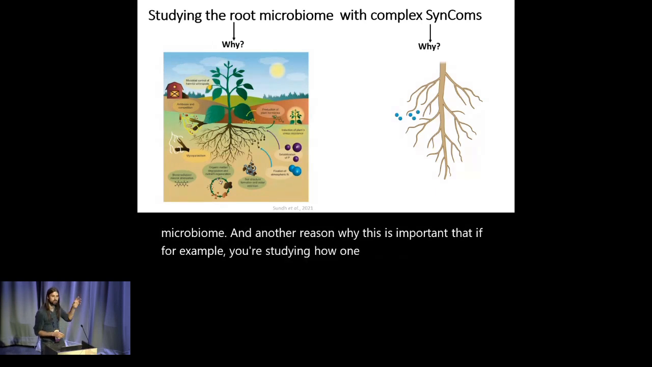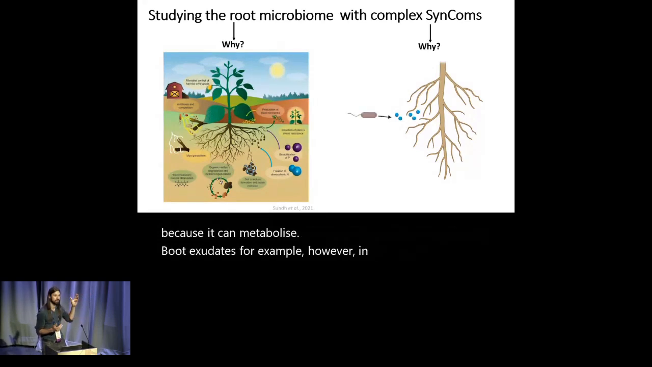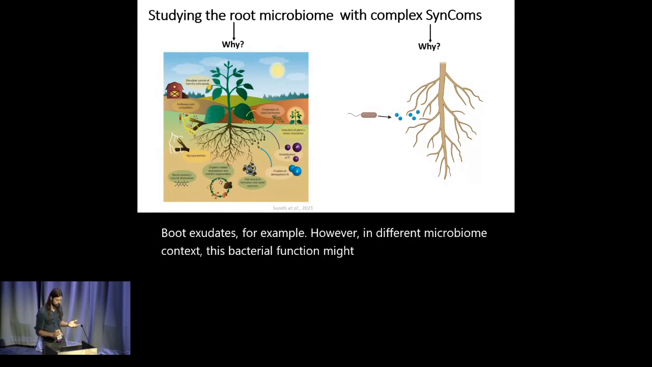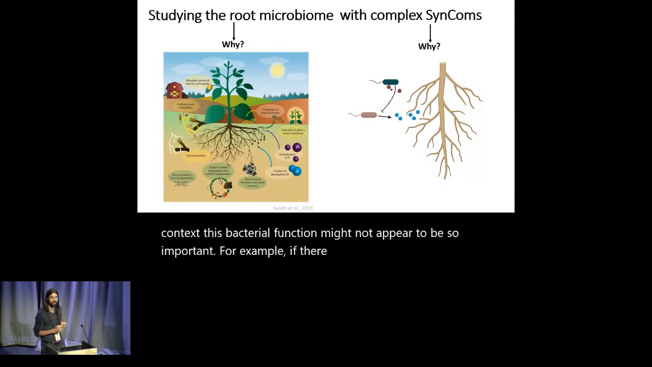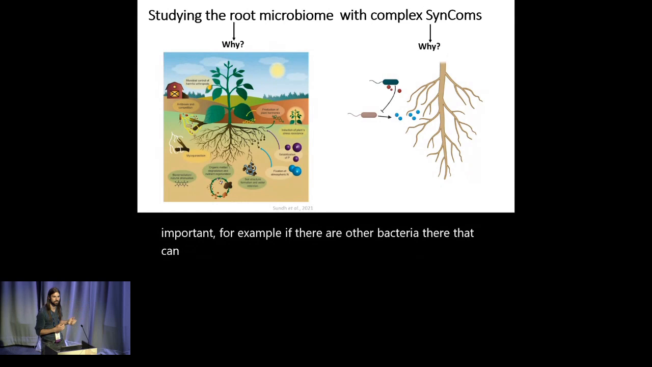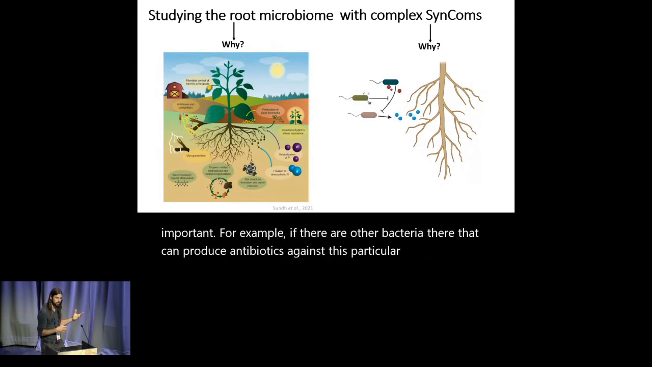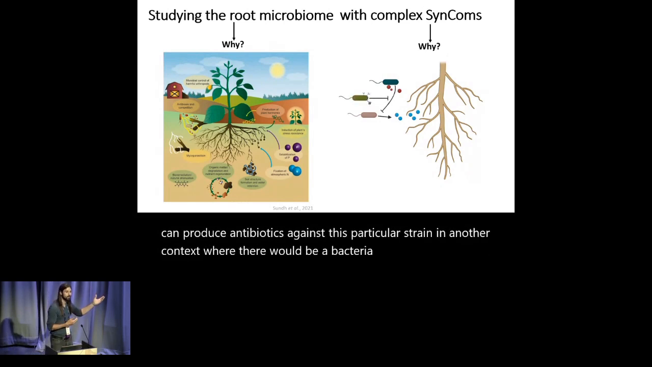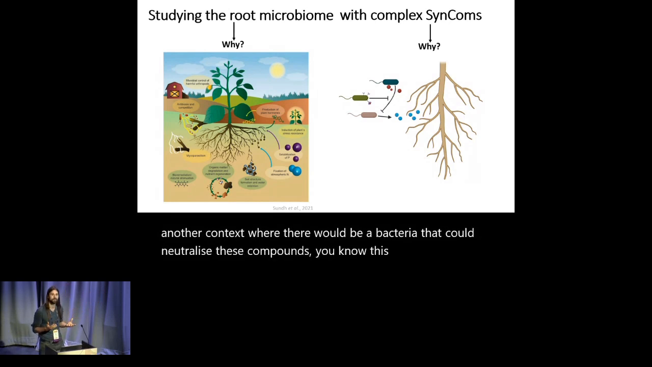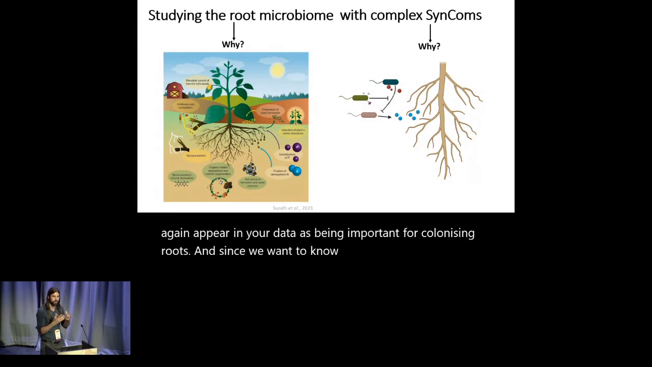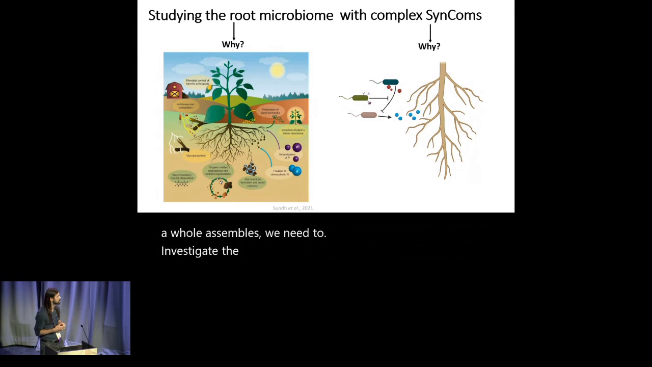And another reason why this is important: if, for example, you're studying how one bacteria colonizes the roots, you might find a certain function that's important for it because it can metabolize these root exudates, for example. However, in different microbiome contexts, this bacterial function might not appear to be so important. For example, if there are other bacteria there that can produce antibiotics against this particular strain. In another context where there would be a bacteria that could neutralize these compounds, this function would again appear in your data as being important for colonizing the roots. And since we want to know how the root microbiome as a whole assembles, we need to investigate the full context of this, and that's why we use complex synthetic communities.